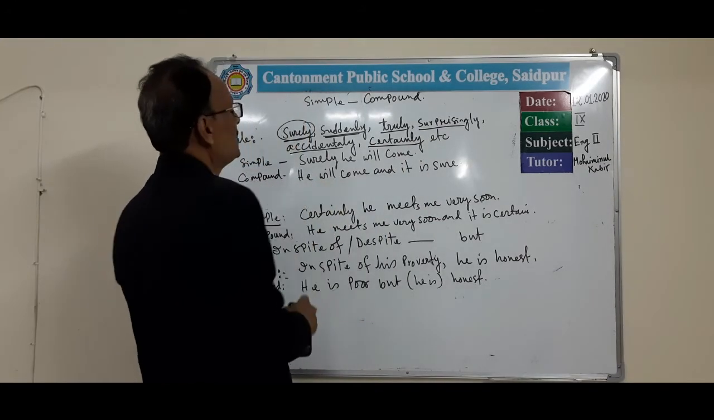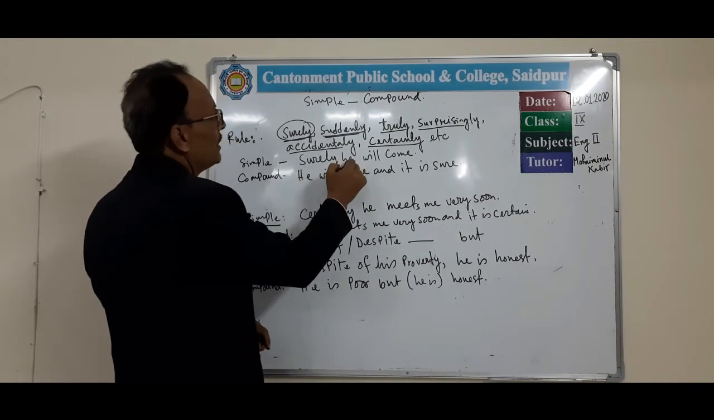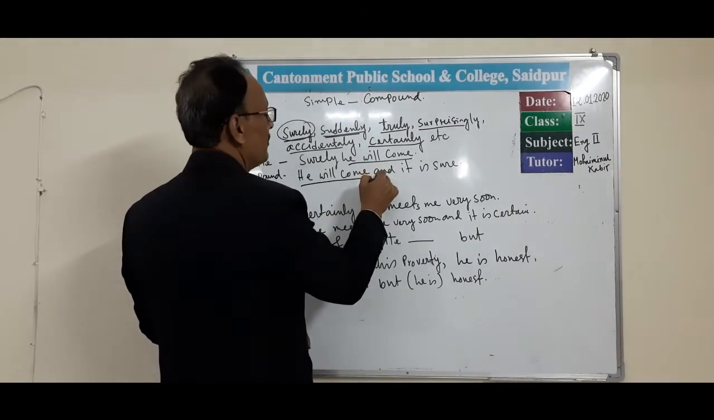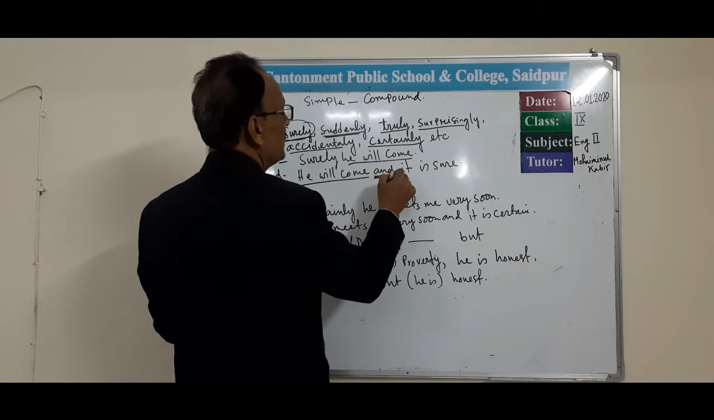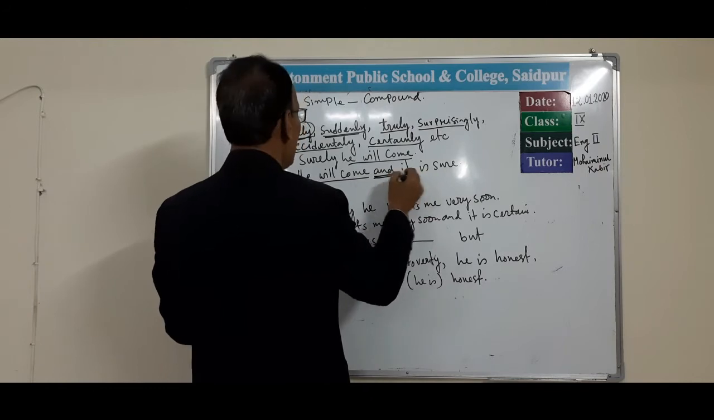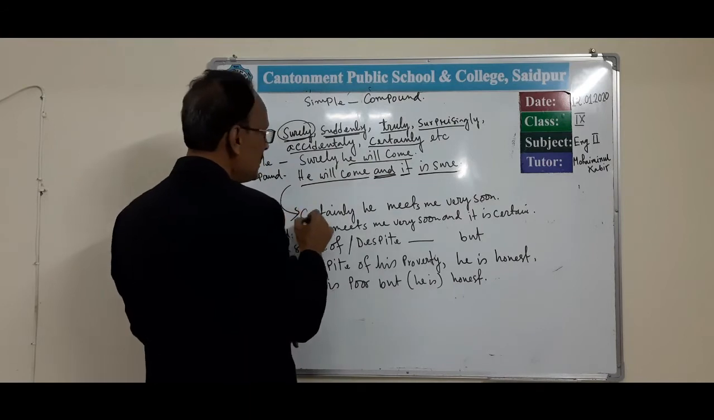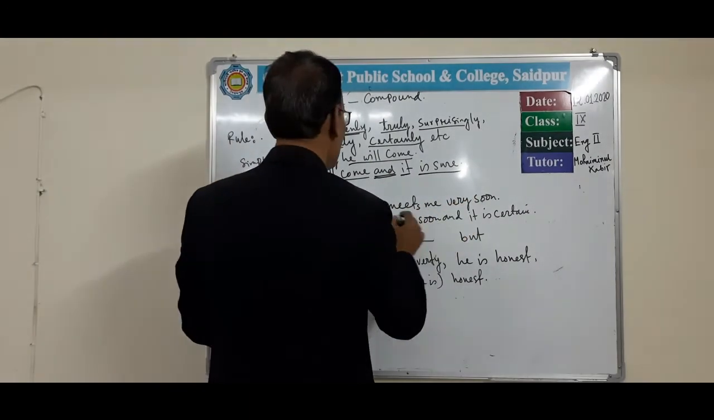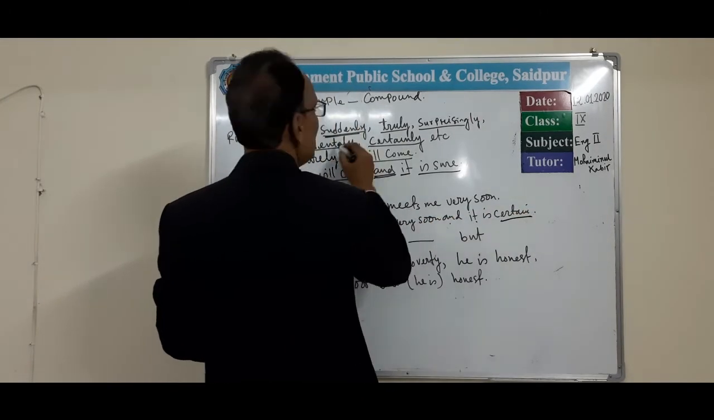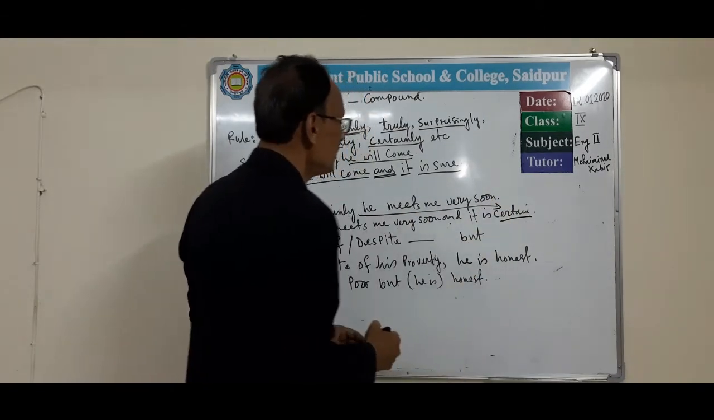For example, surely he will come. Its compound form will be: he will come, and add and for making it compound form, and then another subject, it, and here it is sure. In this way, certainly he meets me very soon: he meets me very soon, and it is certain. Certainly is converted into certain, then it will be compound form.